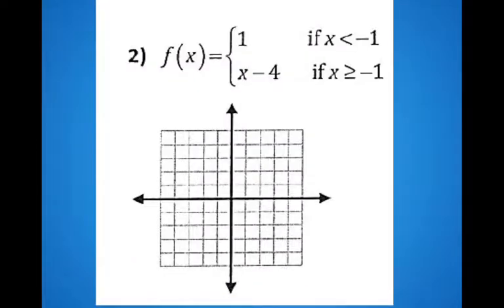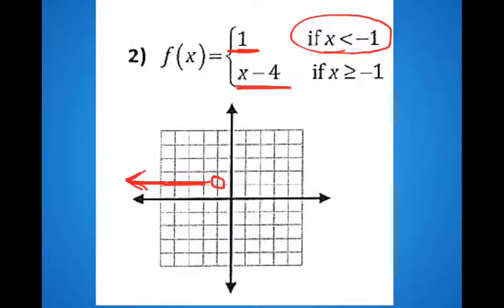Okay, this one says whenever x is less than -1, that the y value is 1. So I'm going to go and put an open circle there, and whenever x is less than -1, that means the y value is always 1, so that's why that's just constant. Then it says whenever x is greater than or equal to -1, the y value is this, so that means I can plug in some points.